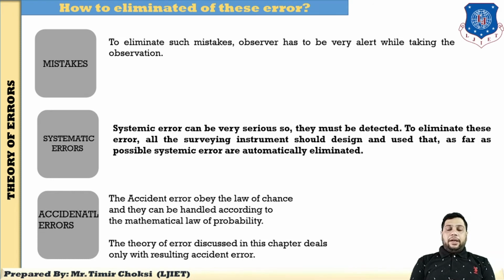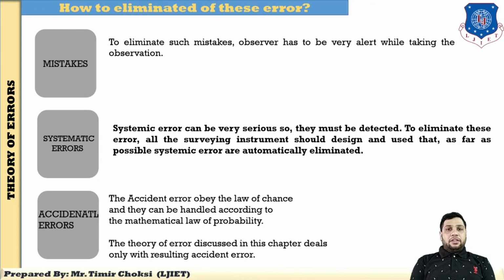Now systematic error. How is this type of error eliminated? Systematic error can be very serious, so it must be detected. To eliminate this error, all the surveying instruments should be designed and used so that, as far as possible, systematic error is automatically eliminated. So different types of modified instruments are used for taking field measurements, and this type of error can be eliminated.